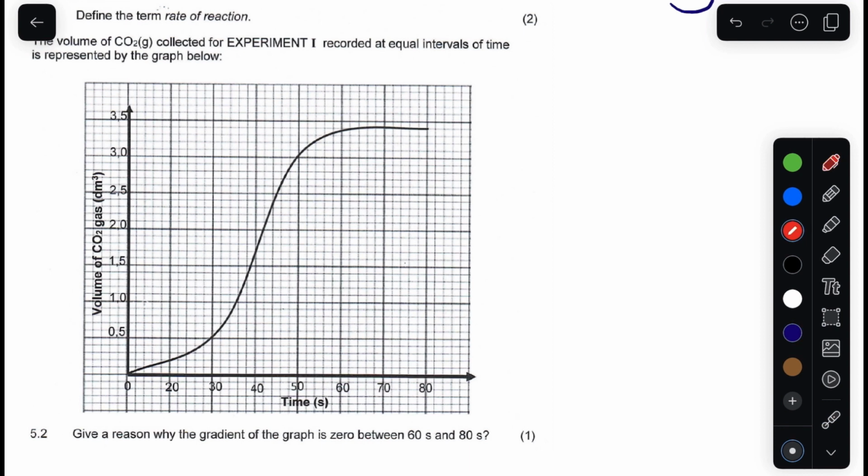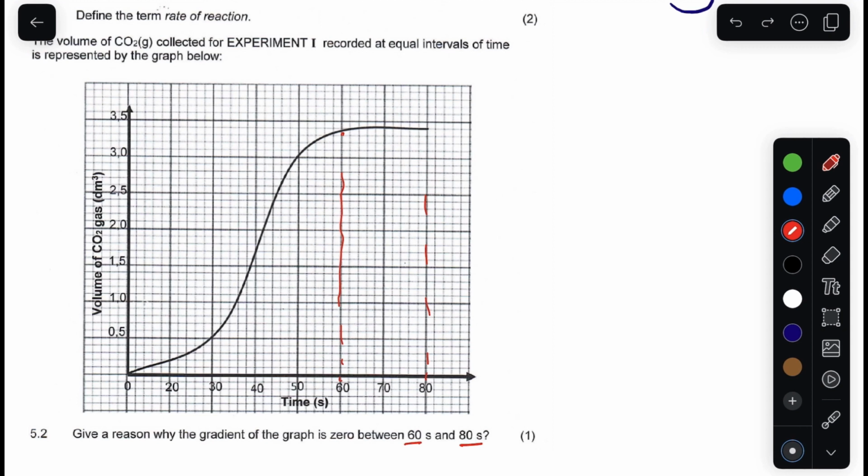Now let's answer 5.2. It says give a reason why the gradient of the graph is 0 between 60 and 80. Where's the time of 60? Here's 60 and 80. If you look at the gradient here, it is flat. The gradient is 0. The gradient from here, it's steep, and then steep, but the steepness is not the same. But here, the gradient is flat, it is 0. Okay, so the answer here will be the reaction has reached completion. So the reaction has reached completion.